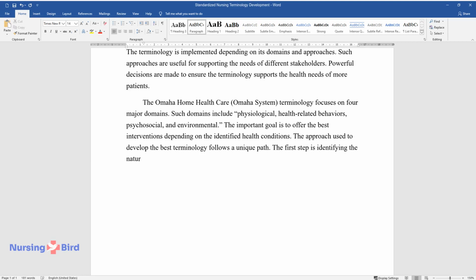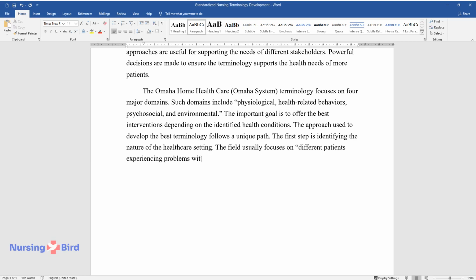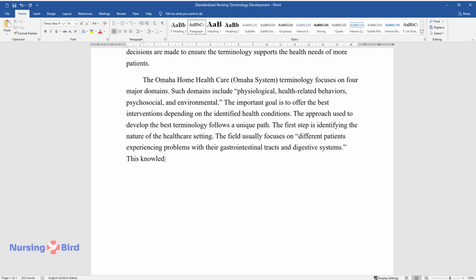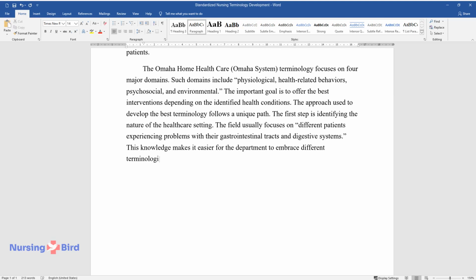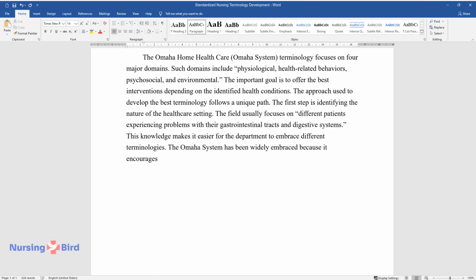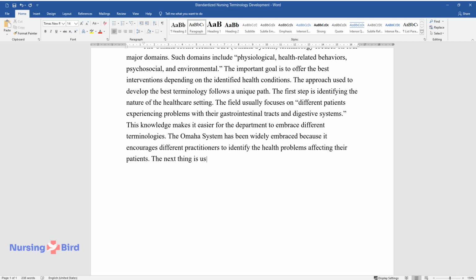The first step is identifying the nature of the healthcare setting. The field usually focuses on different patients experiencing problems with their gastrointestinal tracts and digestive systems. This knowledge makes it easier for the department to embrace different terminologies. The Omaha system has been widely embraced because it encourages different practitioners to identify the health problems affecting their patients. The next thing is using the terminology to deliver the best interventions.